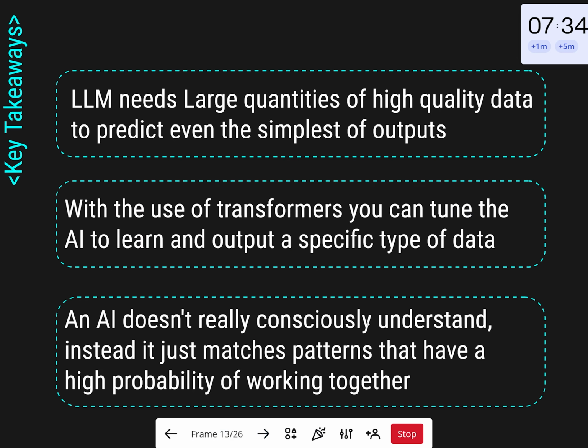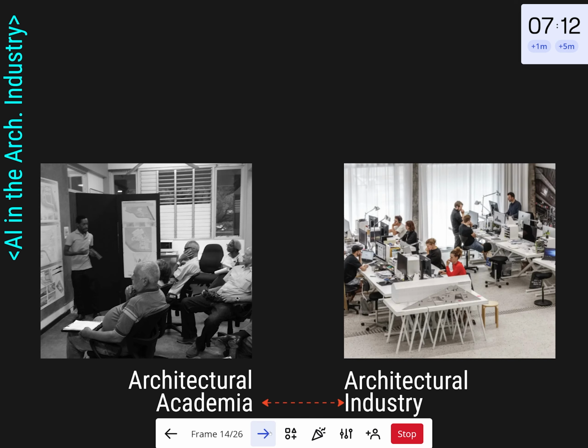So the three takeaways we have from understanding AI are that we need large quantities of data, you can tune it to study a particular type of data, and that it doesn't really know or understand. It just simply recognizes patterns and makes assumptions based on patterns.